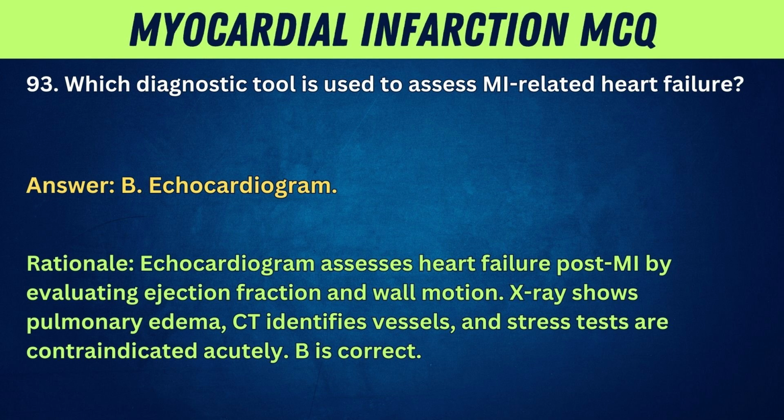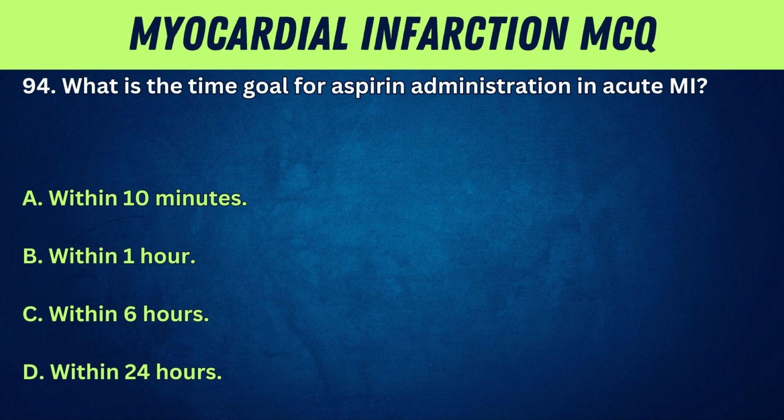X-ray shows pulmonary edema, CT identifies vessels, and stress tests are contraindicated acutely. B is correct. 94. What is the time goal for aspirin administration in acute MI?